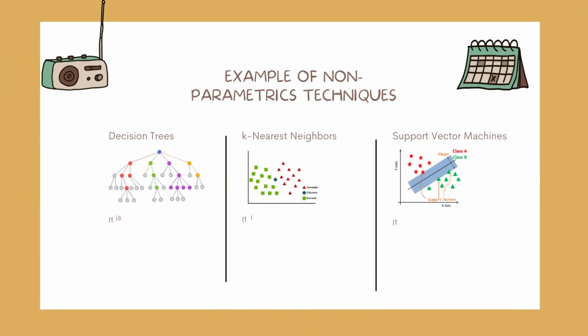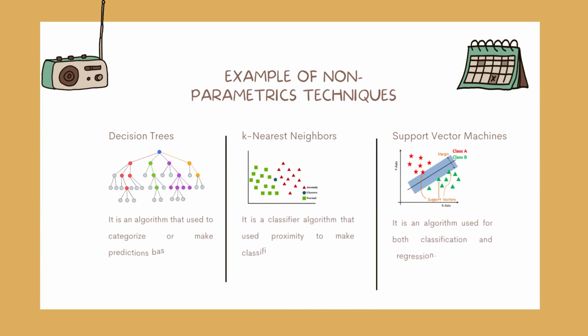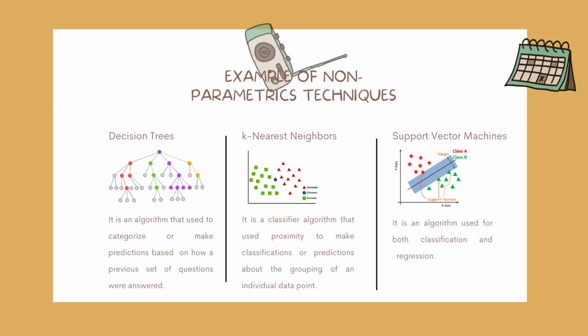And here are the examples for non-parametric techniques. Decision trees is an algorithm that is used to categorize or make predictions based on how a previous test or question was answered. K-nearest neighbor is a classifier that uses proximity to make classification or prediction about the grouping of individual data points. Support vector machine is an algorithm used for both classification and regression.